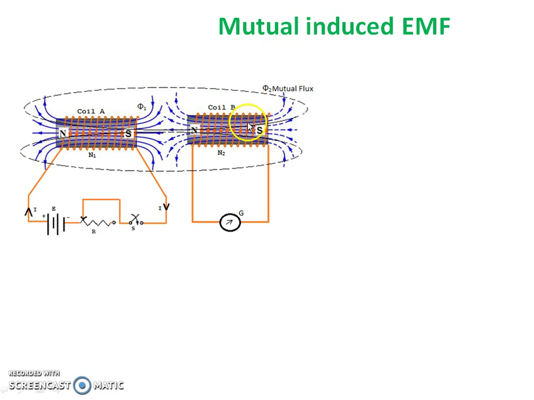Mutually induced EMF. Consider another coil which is placed near the first coil. Now the current through coil A is changing by this resistance through this battery, and flux is produced by coil A. But part of this flux links with coil B. That flux is called mutual flux. This flux is also changing, and it links with coil B, and so as per Faraday's law, again an EMF is induced in coil B. But this induced EMF is due to the change of flux in the first coil, and so this EMF is called a mutually induced EMF, while the EMF induced in coil A is the self-induced EMF.